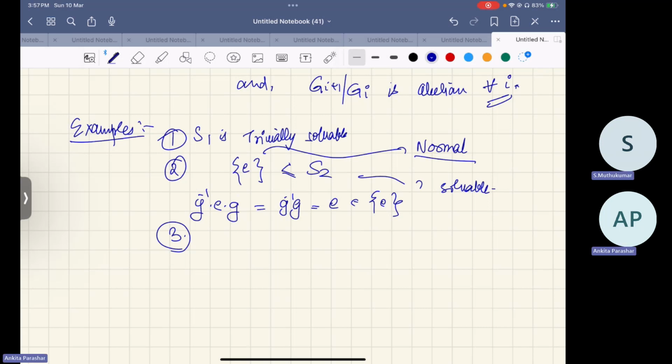So if you look at S3, which subgroup can you always say is normal? In any general finite group, which subgroup is always a normal subgroup? Do you remember some result? A3 is normal. Why?